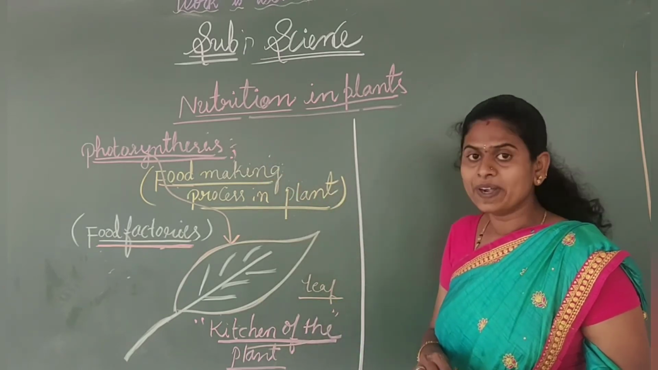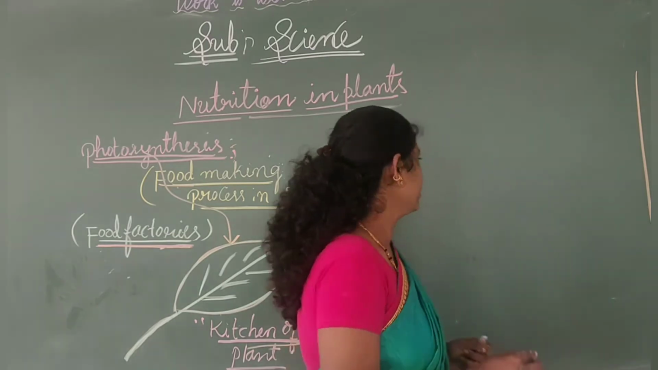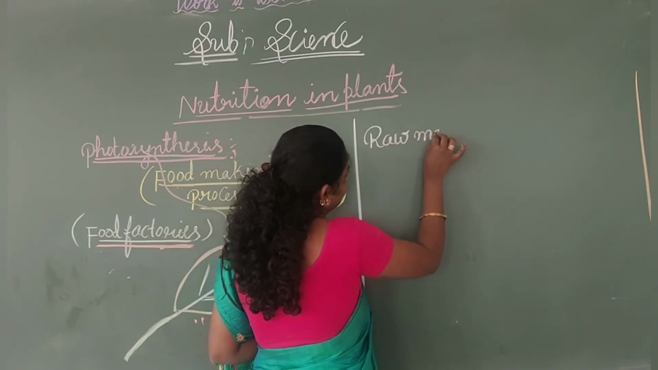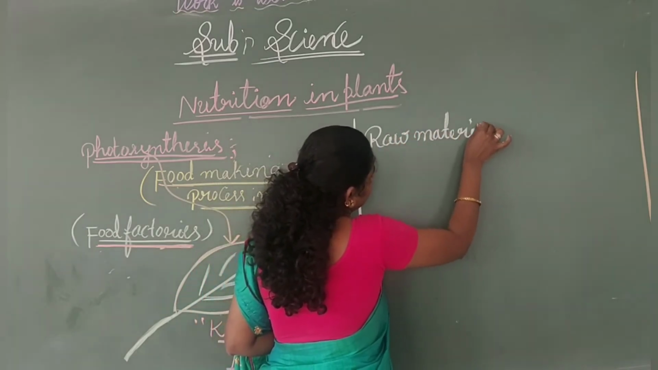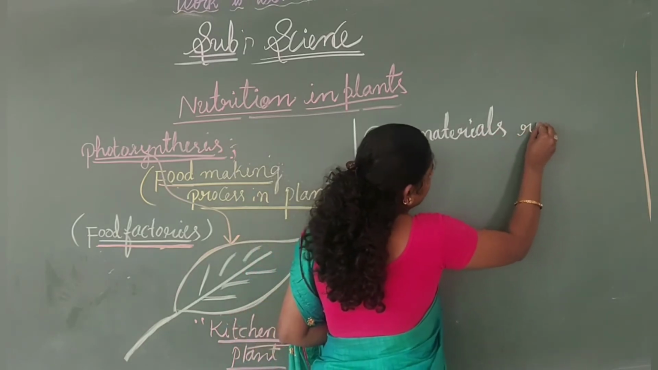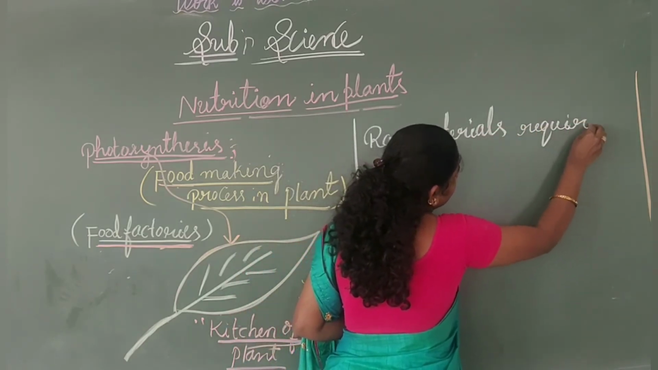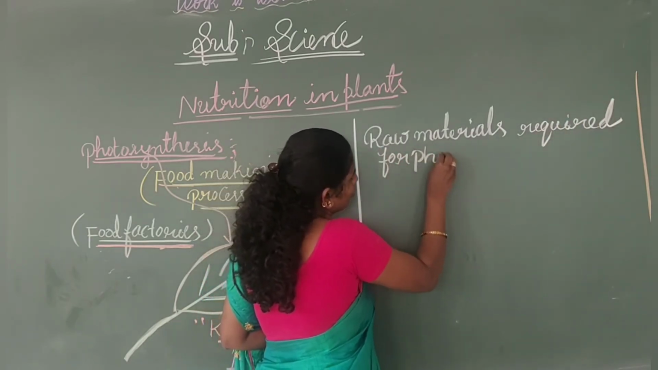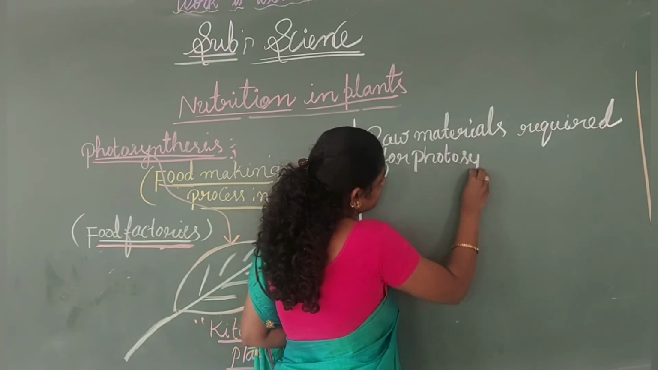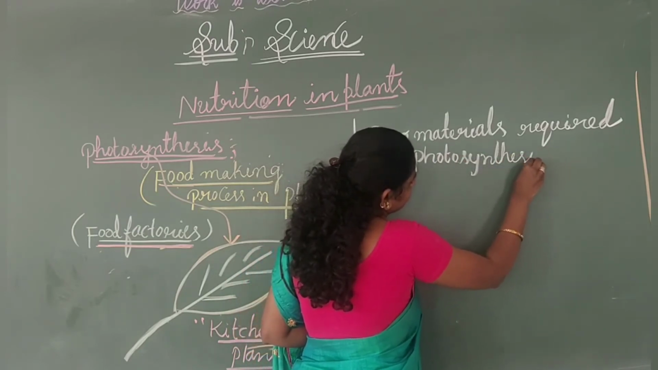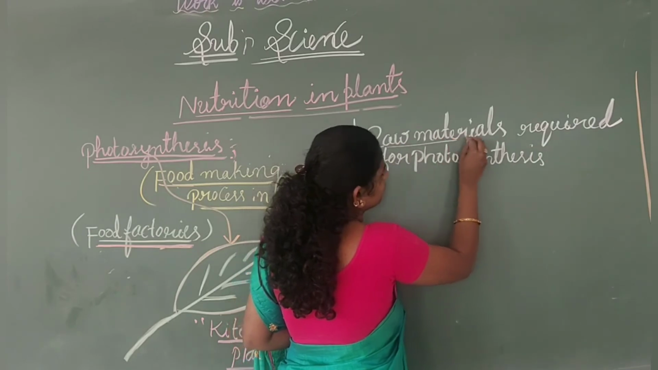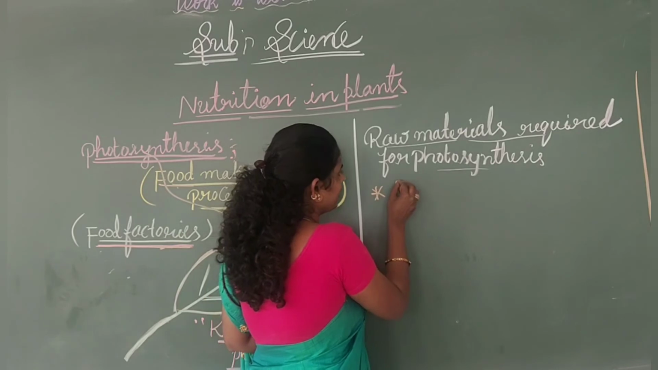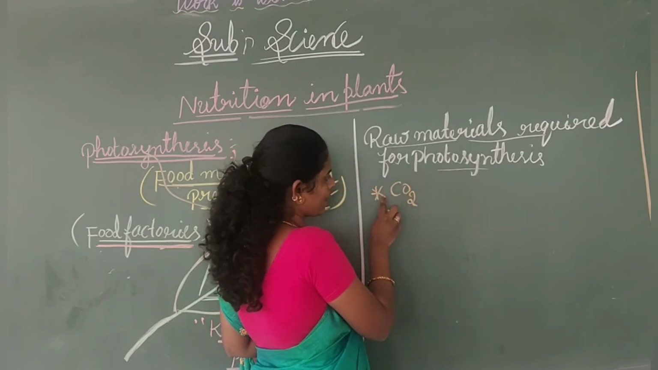Okay, so now we will write the raw materials required for photosynthesis. Which are the raw materials required? Raw materials required for photosynthesis. So which are the raw materials required? I will write one by one. Required: carbon dioxide, carbon dioxide.